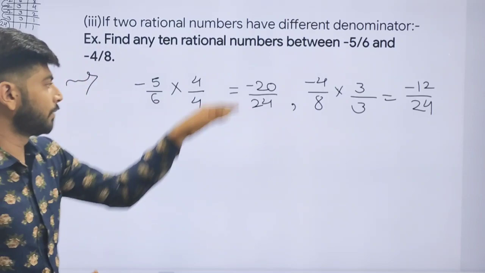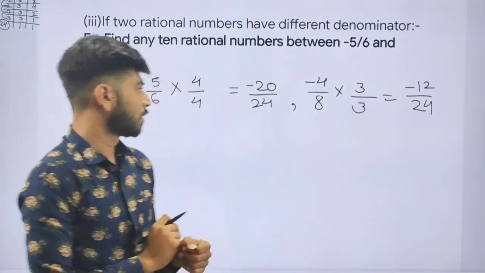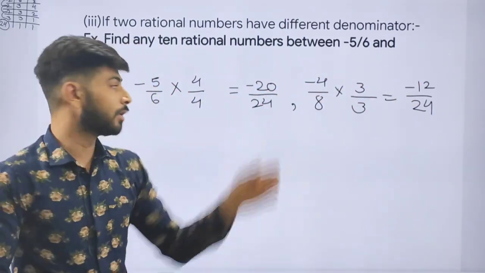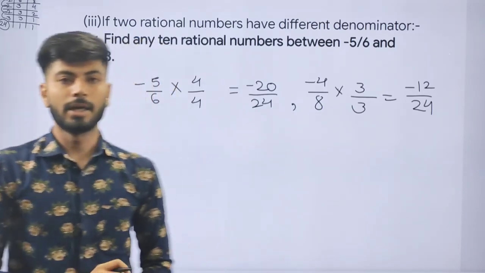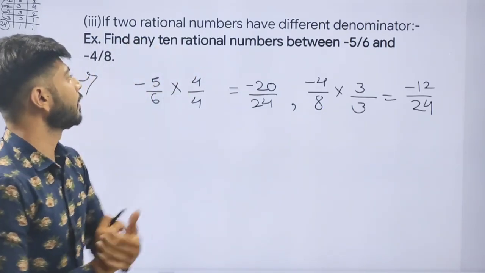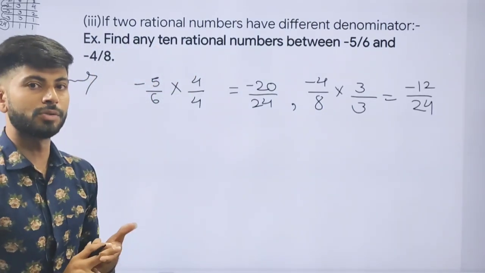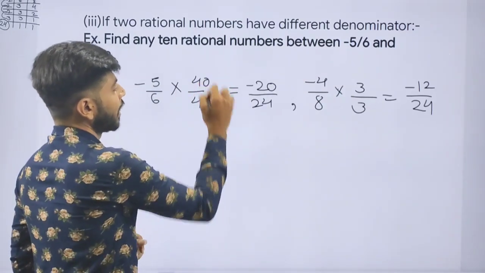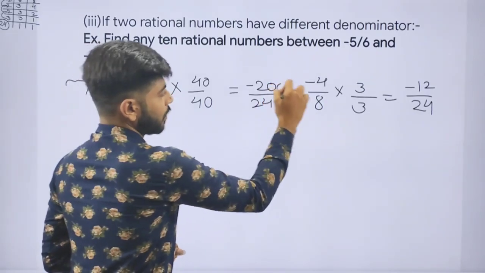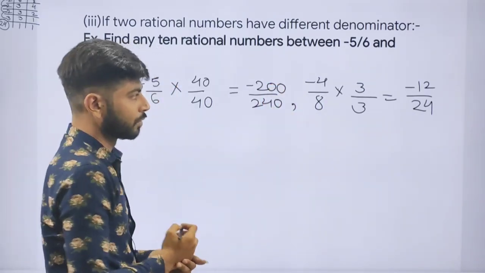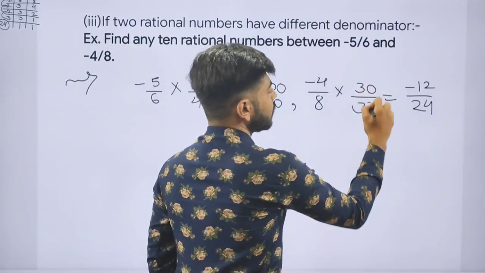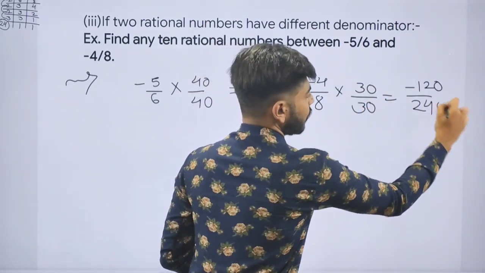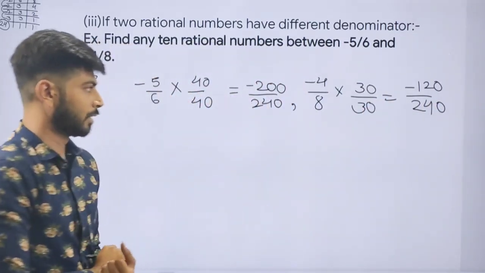Now you can see the denominators are now same, but the difference between numerators is not greater than 10. So what we will do? We will just change the number here. We will multiply it directly with 40, so we will put here 0, 0. Similarly, we will multiply with 30. We will get 120 and 240.